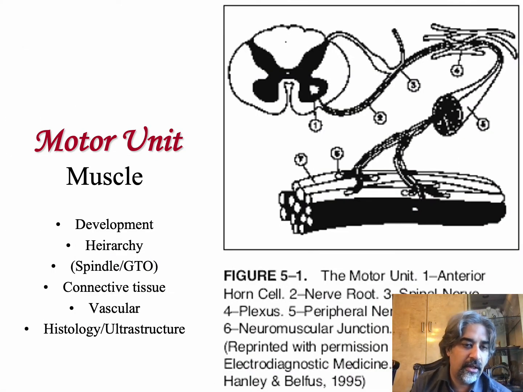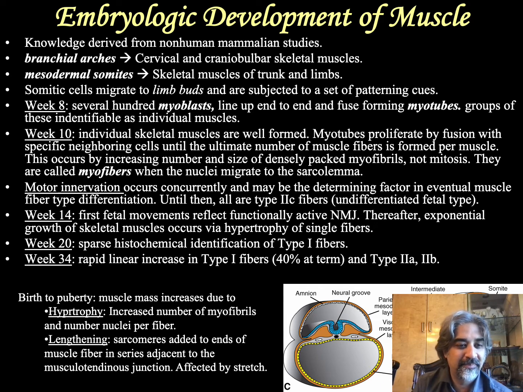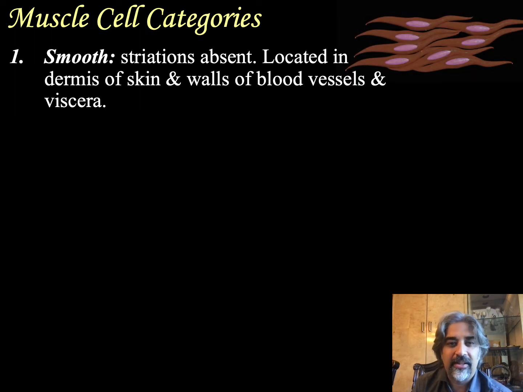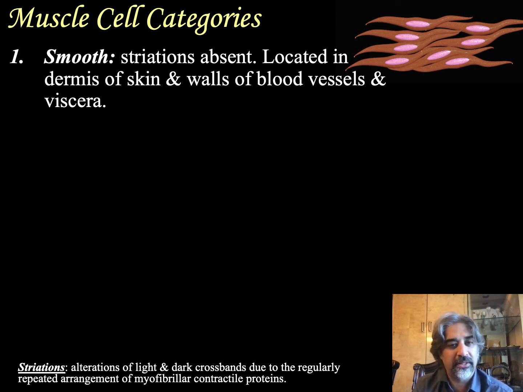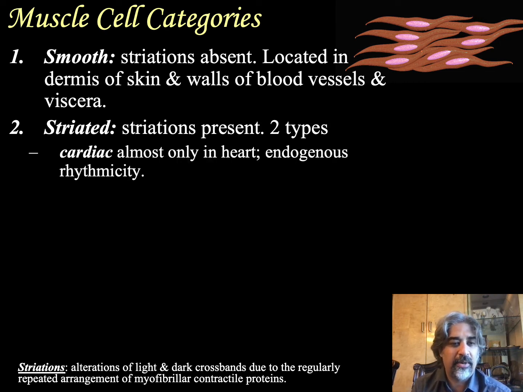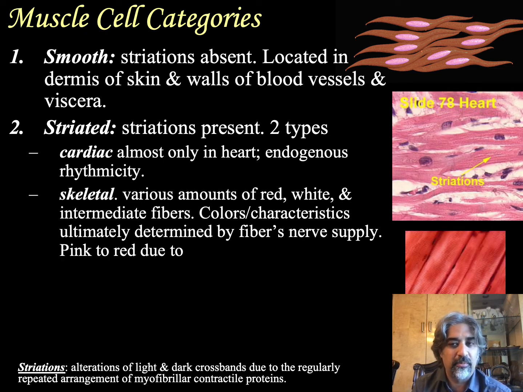So the motor unit, we just talked about the anatomy of it. I do think I have slides on development, embryologic development of muscle for those who are interested, and then how satellite cells can contribute to the syncytium. And the different muscle cell categories, which you should remember. Smooth muscle cells, which are located in a lot of autonomic structures. Striated is the one that we talk about, which can be both cardiac muscle and skeletal muscle, the one we're most interested in.